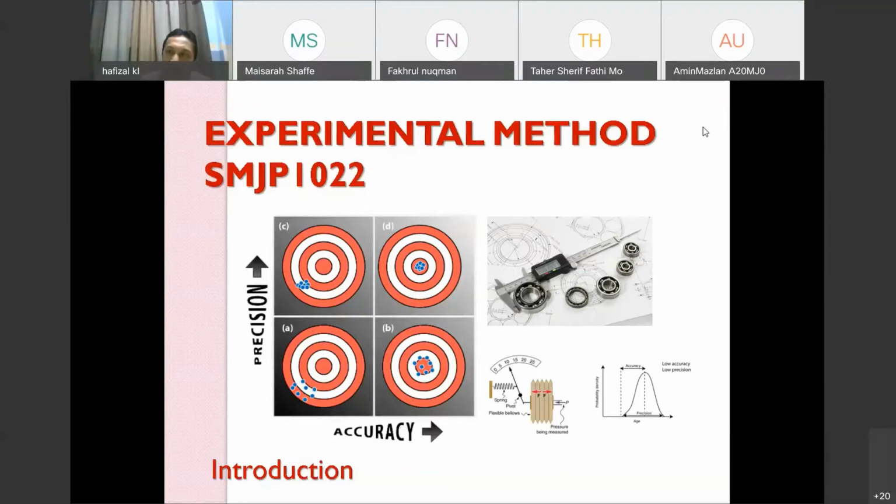Okay, today is our first day meeting lectures for the SMJP1022, which is experimental method. Today is just an introduction of our course, so I will go through from the beginning. First of all, we need to understand our lecture first.